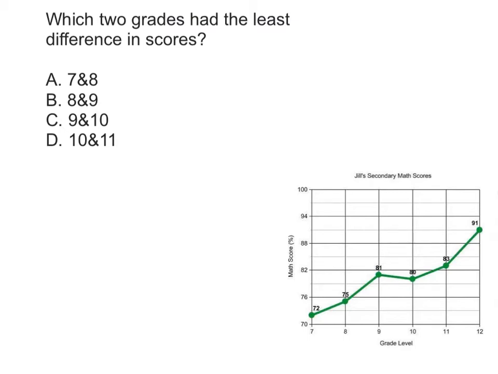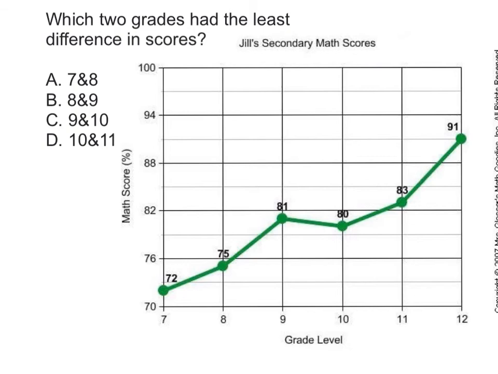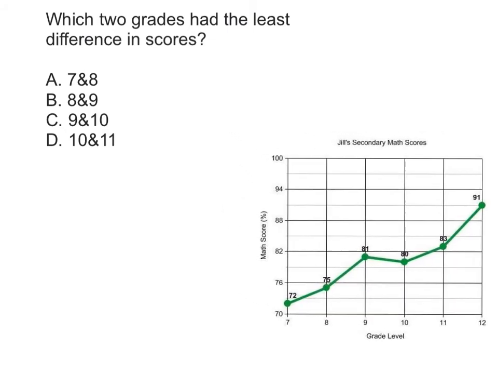So, if we have a graph, like we do in this example, sometimes it's important to look at the graph and try to interpret some of the results. It says, which two grades had the least difference in scores? We see that this is all about secondary math scores, so we've got 7th graders, 8th graders, 9th, 10th, 11th, and 12th. First and foremost, we need to recognize what difference means.